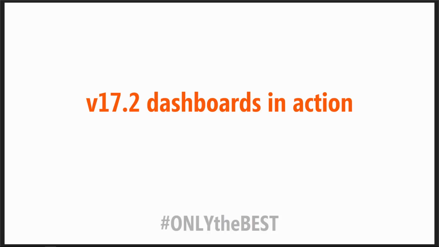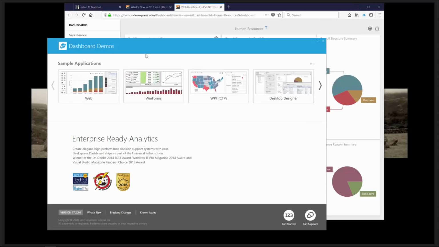Basically, install version 17.2 Universal, either the trial or your active subscription. And I remind you that our dashboard products are only part of DevExpress Universal. For example, we don't have a WPF dashboard viewer for the WPF suite. Dashboard is only part of the Universal. So you basically open up the demo center, you select dashboard, dashboard demos, and then WPF.